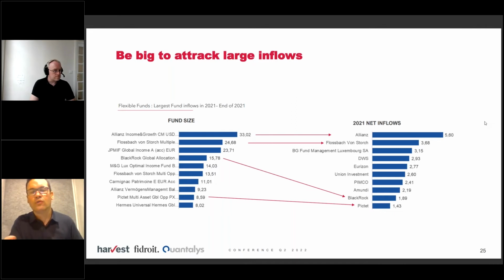It's easier for Allianz to attract 5 billion when your fund, Allianz Allocation Income and Growth, is managing 33 billion. Flossbach, the same, 25 billion. They attracted 3 or 4 billion last year on their blockbuster, etc. So you have, in fact, two different games. You have the big blockbusters who attract large amounts, billions. The winners take all, and you have also the small flexible funds.